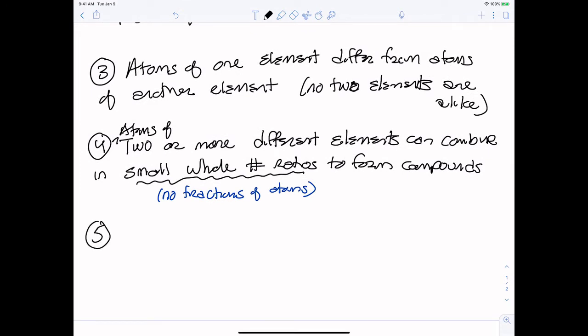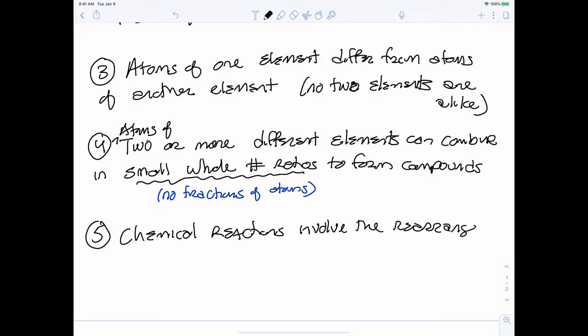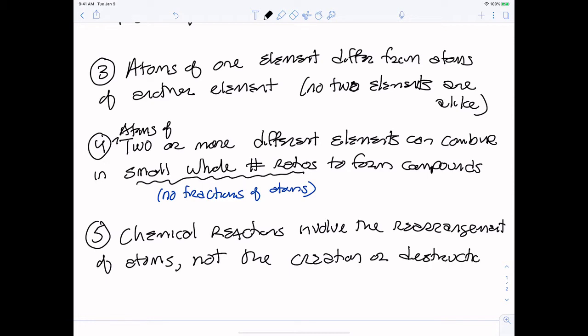And then our last statement is that chemical reactions involve the rearrangement of atoms, not the creation or destruction of atoms. So if we have a chemical reaction, if you have that chemical bond in one compound in our beginning material, we can break that, we can rearrange how they're connected, and we can form new chemical connections. But we're not actually just all of a sudden making carbon appear out of nowhere or destroying carbon or any other atom for that matter. So chemical reactions involve the rearrangement of atoms, not the creation or destruction of atoms.